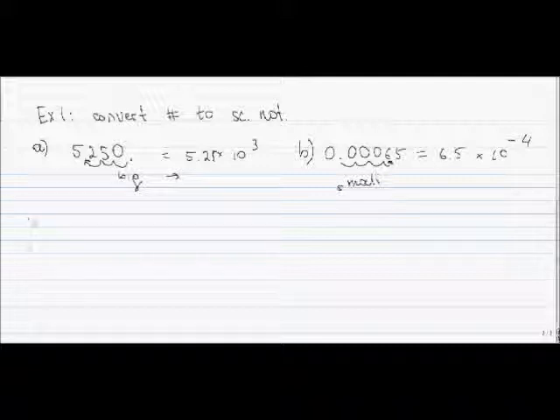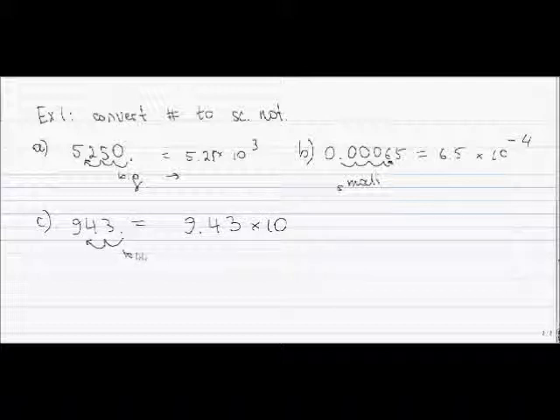Okay, let's try another one. C. Let's say we got 943. And again, we are trying to convert it to scientific notation. So there is a dot right after 3. In terms of scientific notation, it should be between 9 and 4. So it's going to be 9.43 times 10. The number is big, so you'll be using a positive exponent. And it should be 2 just because we moved it just 2 places.